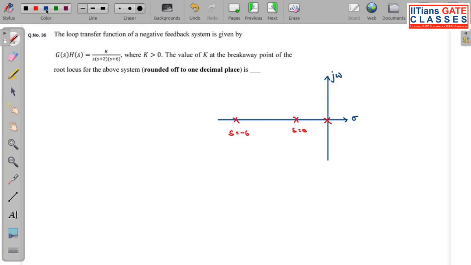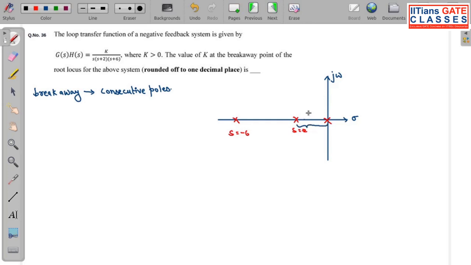So, I asked you a question, where do we have a breakaway point and where do we have a break-in point? The breakaway point we have on the real axis when there are two consecutive poles. So when there are two consecutive poles, at that time we will have a breakaway point. Here you can see this will be a valid root locus region, this whole region.